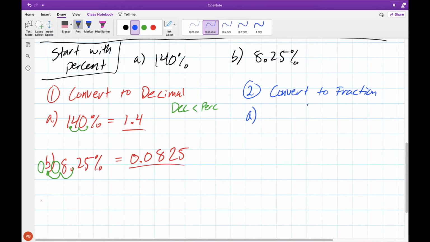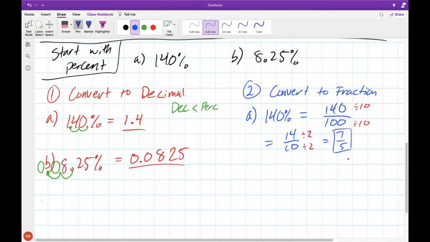Now converting this into a fraction is a little bit trickier, but remember that a percentage means out of 100. So when we have 140%, this is the same as 140 out of 100, or 140 over 100. Once we have it here, all we have to do is reduce our fraction. Notice that both the top and the bottom are divisible by 10 because they both end in a 0. And then from here, both of our numbers are even, so we can divide by 2, and there would be our answer as a fraction.